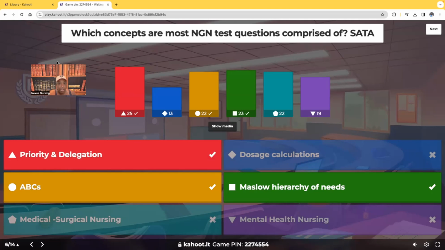However, everything else usually boils down to priority: which patient is most important to assess or address first; delegation: which patient would you give to which worker, such as a PN, VN, UAP; airway, breathing, circulation; and Maslow's hierarchy of needs. If you can understand those three concepts, guys, you're not going to know everything, but it'll most likely lead you to the answer most of the time if you don't know what the answer is.